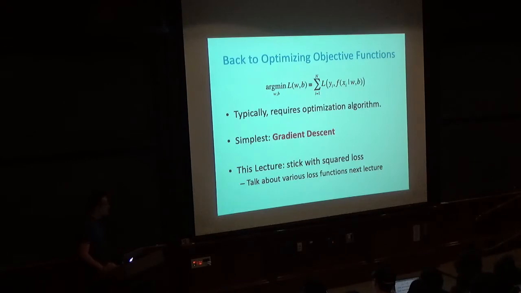In this lecture, we will stick with squared loss as the loss function because it's the easiest loss function to work through the math. Everything I'll describe generalizes to other loss functions without any loss of generality from this lecture. You just apply the chain rule.